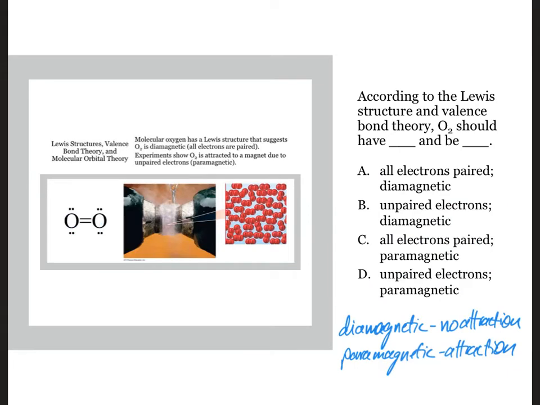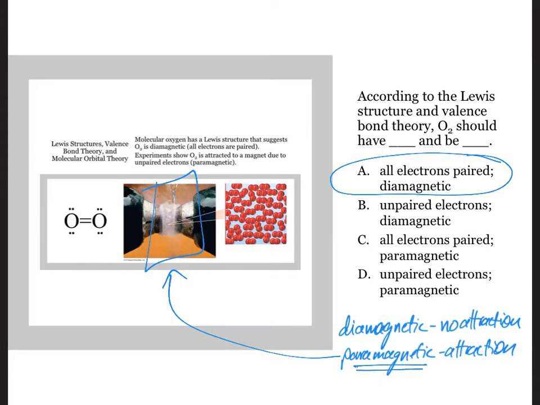According to Lewis structure and valence bond theory, O2 should have all electrons paired and be diamagnetic. The fact that it is attracted to a strong magnet tells us it's actually paramagnetic, which means that we've got a bunch of oxygens with unpaired electrons. So that's why we had to go to MO theory to explain that.